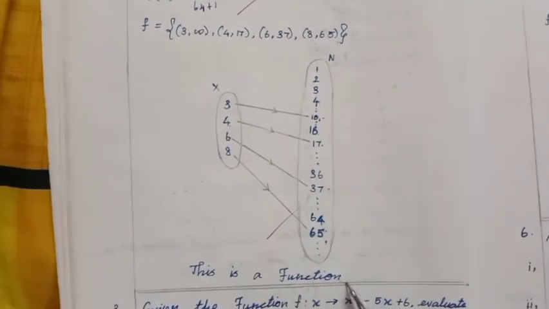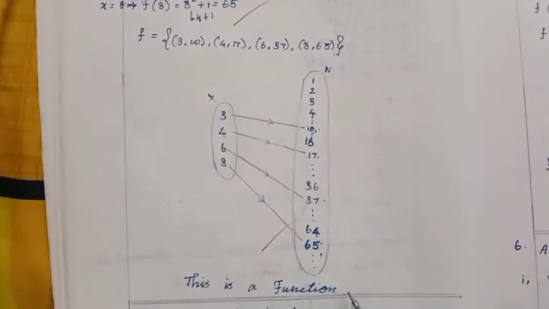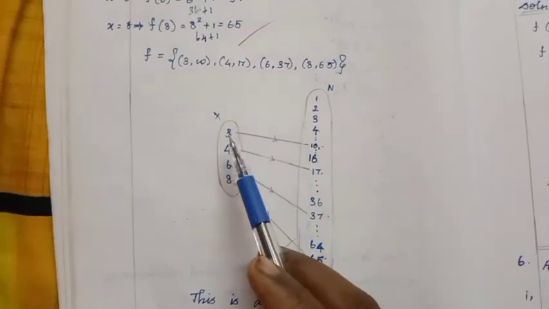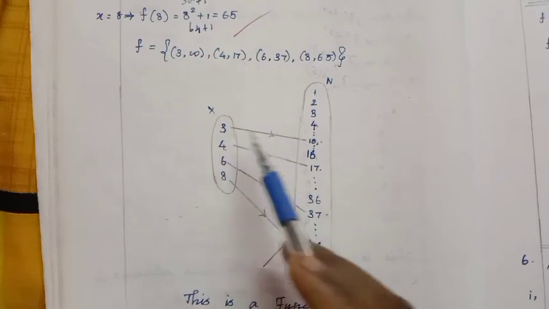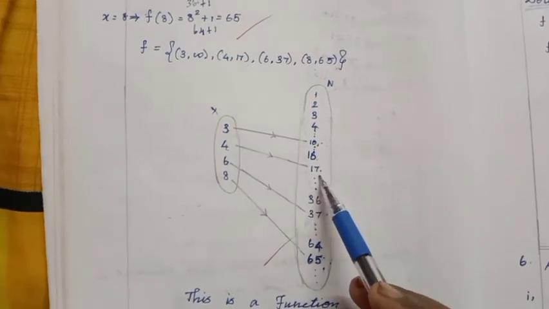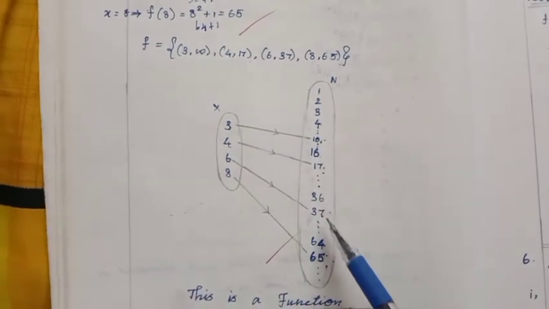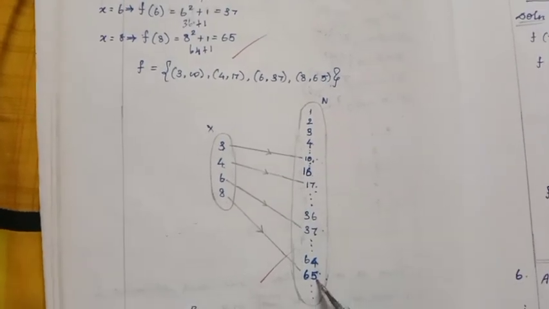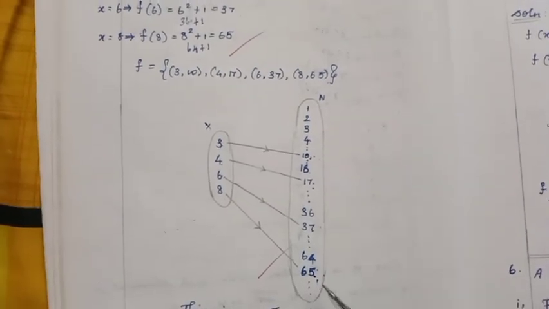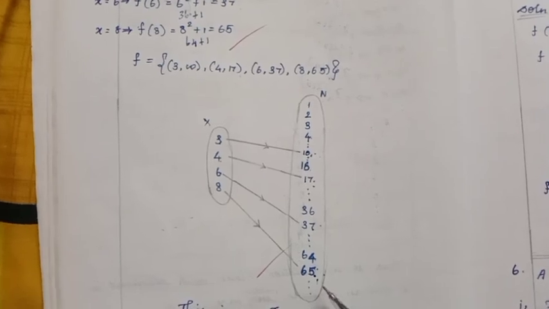So this is a function. How do you conclude this? It is a function because each element has a unique image. The image of 3 is 10, the image of 4 is 17, the image of 6 is 37, the image of 8 is 65. Suppose they ask for the range. So what is the range? Domain and range.